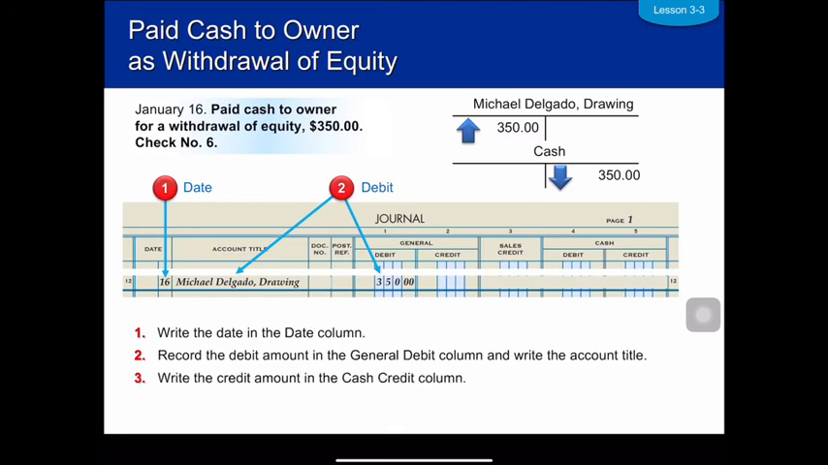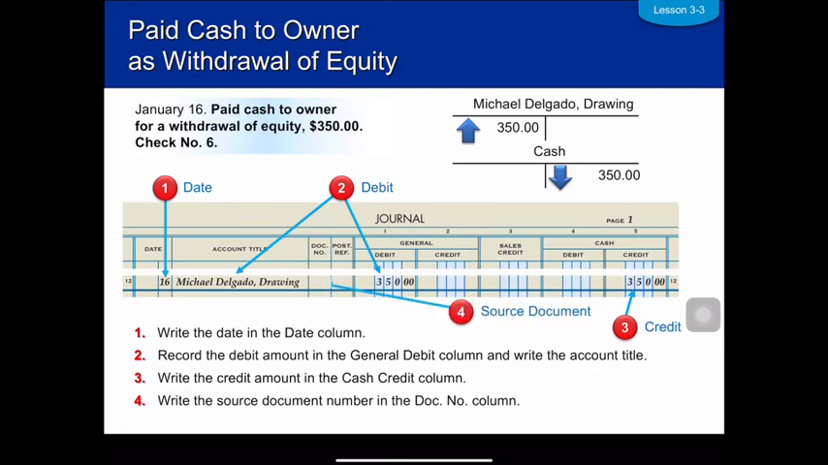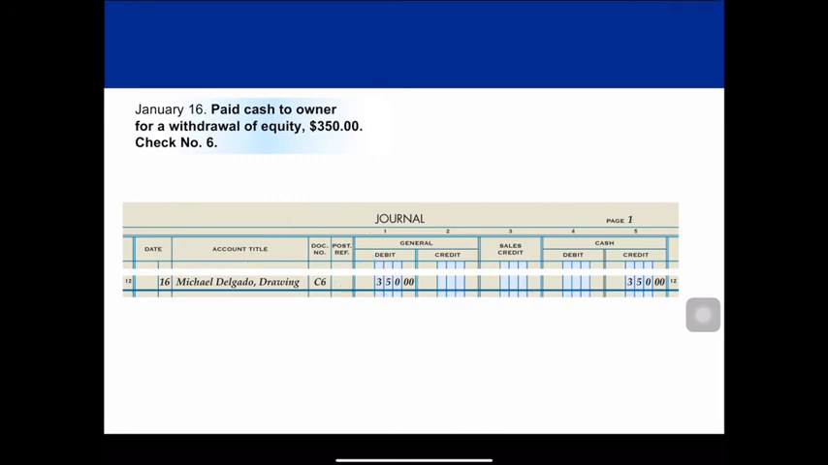Our credit amount is going to go to cash. So we go to our special amount column, credit cash. And the source document will be C6 for check number 6. Again, when we take a look at this, you can see that we are debiting our drawing account, crediting our cash.